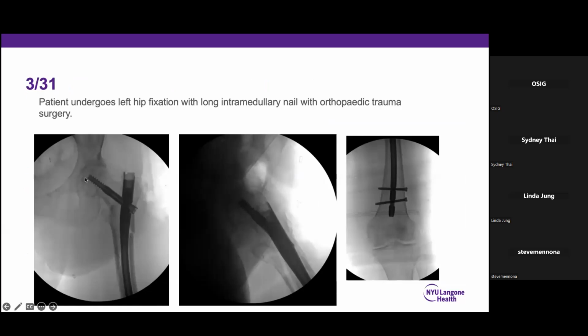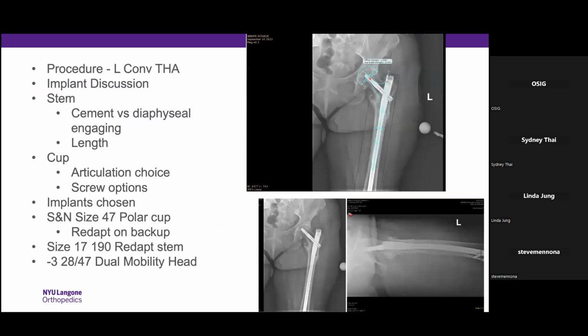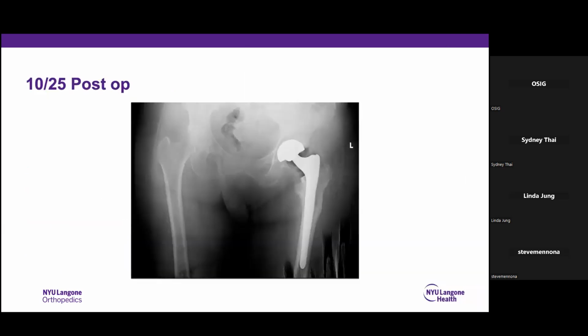So you fix the hip, but her hip is still arthritic. It didn't change. But this allows her to walk, and we talked about the mortality. And you get her back up and ambulating. Then she comes back and she's like, you know what, my hip still hurts. So now you shift gears again and you do a total hip replacement.